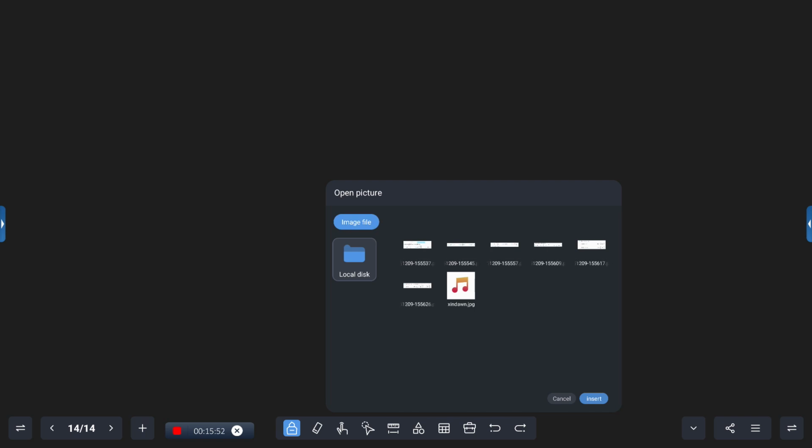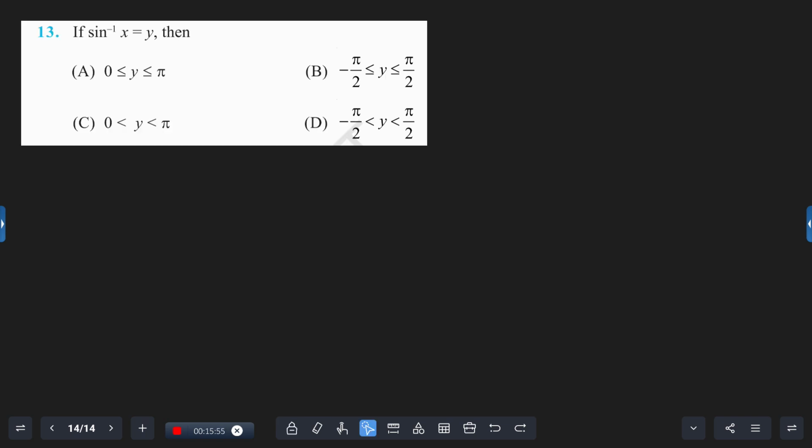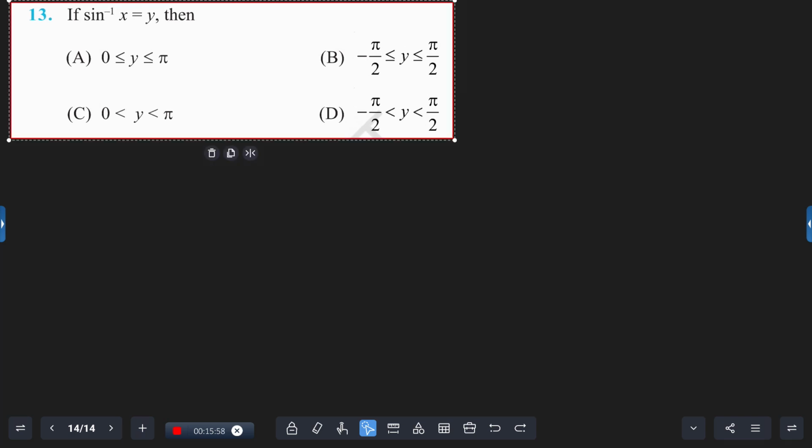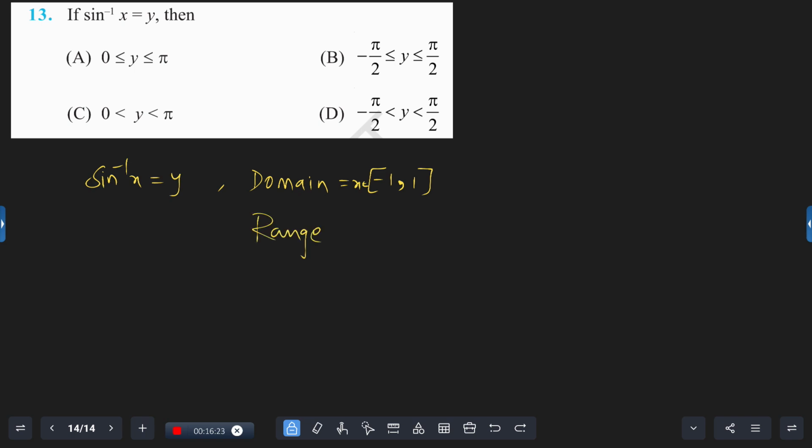Next, 2 MCQs we have in this. See children, what question is given? Sine inverse x is equal to y. Do you remember the domain and range for this? What is the domain? Yes, minus 1 comma 1. Domain means, this is x, x belongs to. And range means what? Minus pi by 2 comma plus pi by 2, which belongs to y.